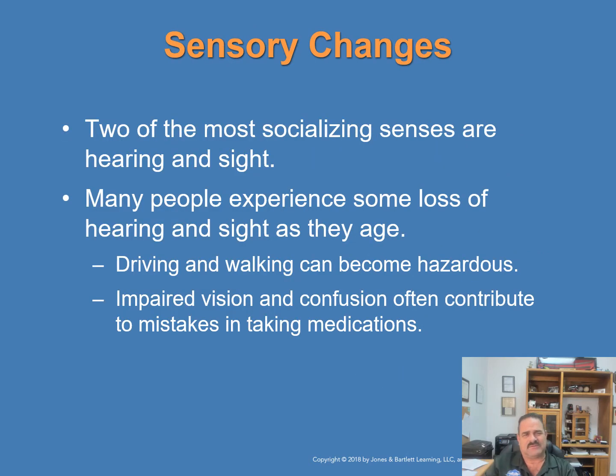All right, so sensory changes. Two of the most socializing senses are hearing and sight. Many people experience some loss of hearing as they age, and their ability to see often diminishes as well. Activities such as driving and walking can become more hazardous. Also, impaired vision and confusion can often contribute to mistakes in taking medications. Other conditions such as cataracts or macular degeneration may also develop.